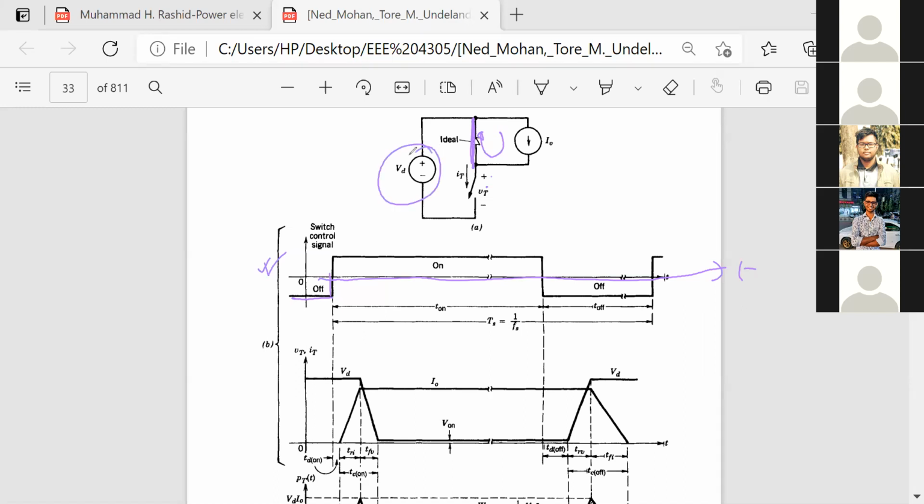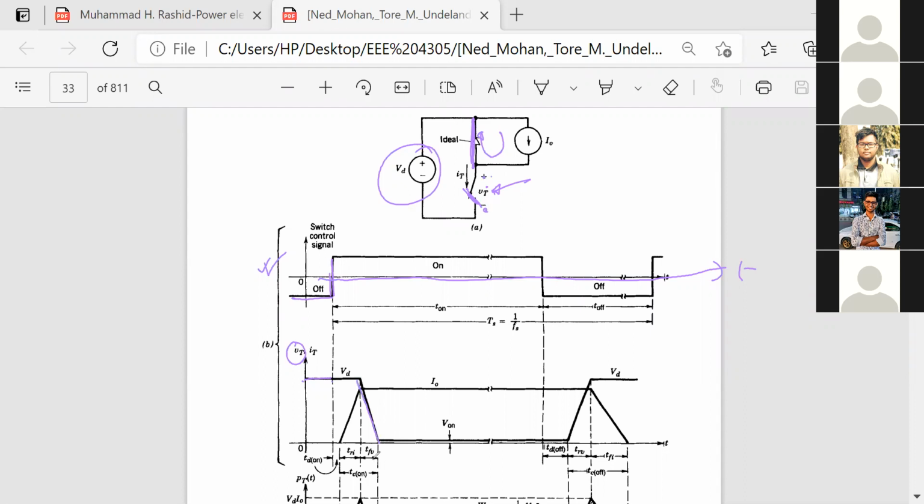When the switch is off, the voltage across this switch is VT, and it is going like this. But look here, we have applied a turn on control signal to your switch, and then it is supposed to turn on like this. Yes, it is turned on. But if it is turned on, what should be the voltage VT? Zero. But it does not go to zero, rather it is taking some time.